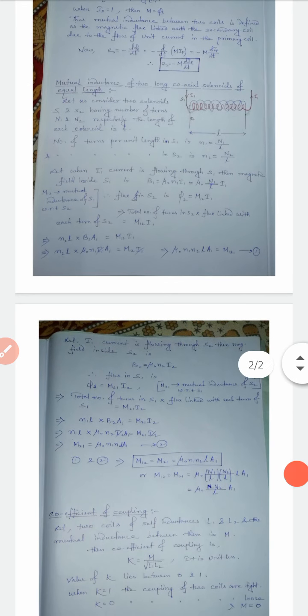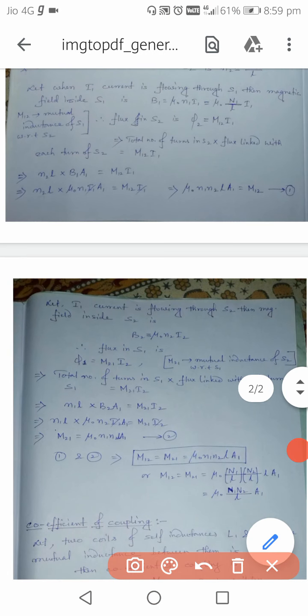Similarly we proceed like this. For the next one, suppose this time current I2 is flowing through S2. Then the magnetic field inside S2 will be like this. In the previous case it was B1 equals mu naught N1 I1. This time it will be N2 I2. This will be B2. Same steps.